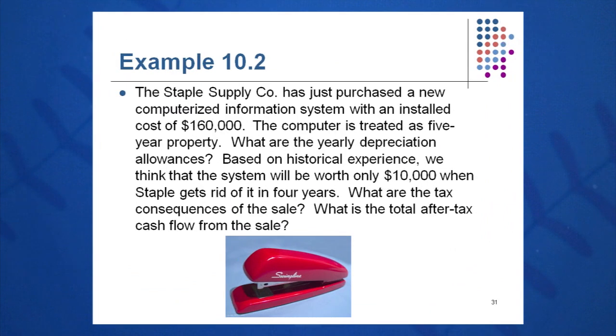Here's an example of a company, Staple Supply, that just installed a new computerized information system, cost of $160,000, 5-year property, previously 5-year straight line depreciation to 0. We're going to do the MACRS instead of this. What are the yearly depreciation allowances? Do MACRS instead of straight line. Based on historical experience, if we can get $10,000 when we get rid of it in 4 years, what are the tax consequences, and what's the total after-tax cash flow?